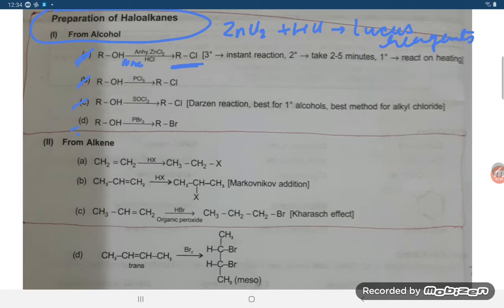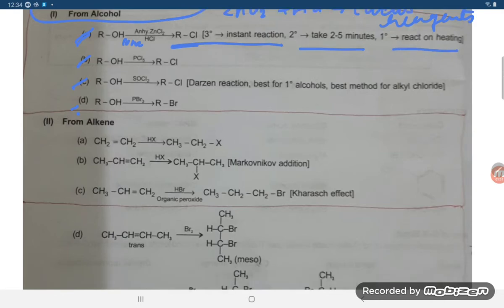If an instant reaction occurs, it means it is a 3 degree alcohol. If it takes 2 to 5 minutes, it is 2 degree, and if it reacts on heating, it is a 1 degree alcohol. Now the next one. If you treat alcohol with PCl5, it will also give RCl. And if you treat the alcohol with SOCl2, thionyl chloride, it will also give RCl.